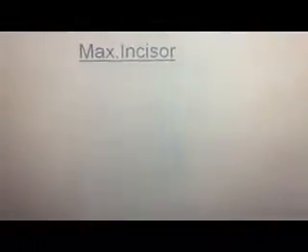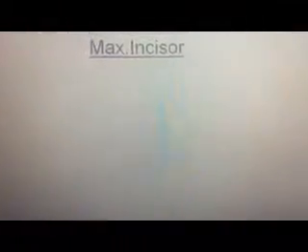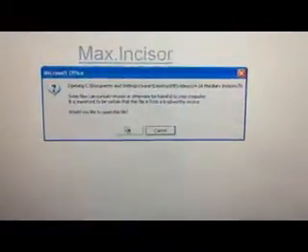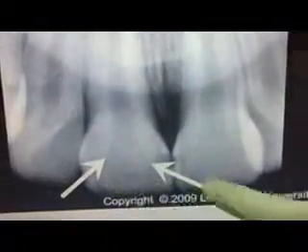Now we will see the coronal access cavity preparation on a maxillary central incisor. This video will show how the cavity is prepared on a maxillary central incisor. On the radiograph you can see that in young patients the pulp chamber is wide with a single root and single canal. The chamber is triangular, so the access cavity will be triangular in shape.